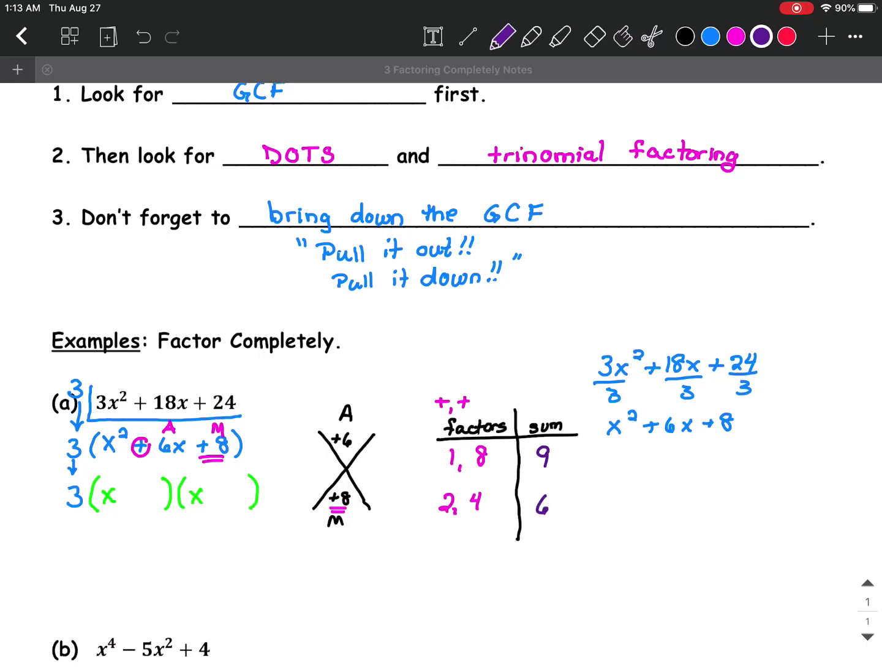What were they supposed to add to? They were supposed to add to 6. So this is my magic pair. I'm going to put the plus 2 and the plus 4. And now we have factored completely. Okay, we have our greatest common factor 3 times the factor x plus 2 times the factor x plus 4.